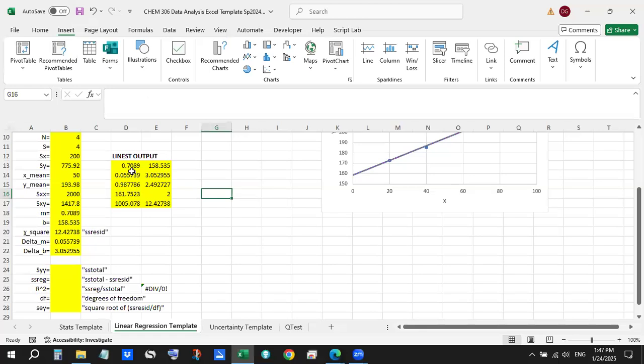Let's compare what we have here in the LINEST output with what else we have in our calculation. Look at chi-square. Where do you think chi-square is in the LINEST output? Notice our chi-square is 12.42738, and it's right here at the bottom right corner. This is chi-square. That's the sum of the squares of the residual. That's where Excel puts it. Okay? So I'm going to pause again so you can get caught up.